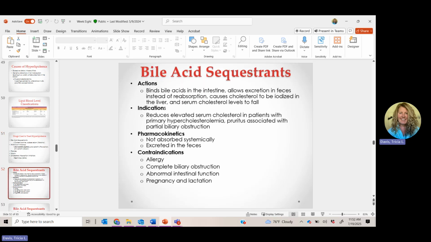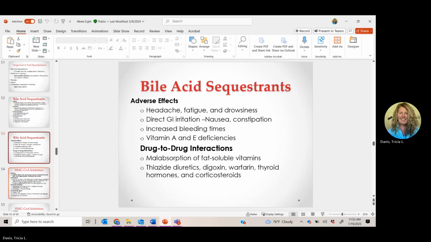So our bile acid sequestrants are going to bind to bile acid in the intestine and allow it to be excreted in the feces instead of reabsorbing it, okay? It causes our cholesterol, which is made in the liver, to become iodized, and then it decreases our cholesterol levels. So we would give this medication for patients who have elevated cholesterol levels. Adverse effects: headache, fatigue, drowsiness, GI irritation, nausea, constipation, longer than normal bleeding times, and it can lead to vitamin A and E deficiencies.